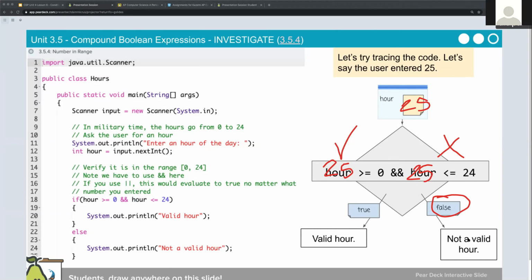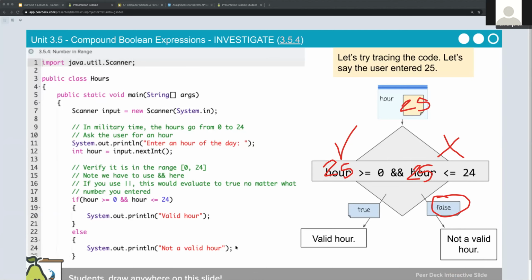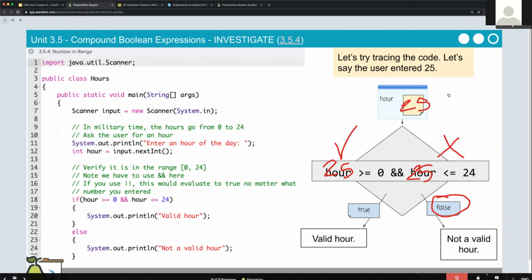And so we branch this way, and what gets printed out to the console is what's in the else right here. So if we look at the code on line 24, that's the code in the else block. And that's why we print out not a valid hour. Okay, so again, we're just getting used to being able to investigate and understand and trace code with the new knowledge of these compound Boolean expressions. Please let me know if you have any questions. Feel free to interrupt me on the microphone or in the chat.